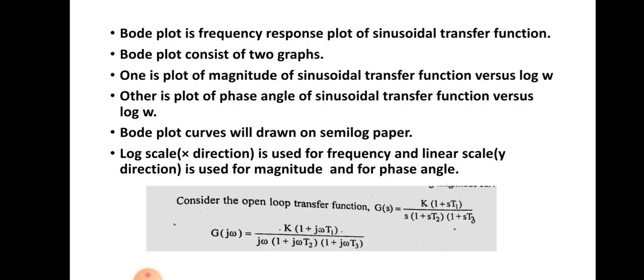And the other part of the Bode plot, the first is the magnitude plot and the second one is the phase plot. That is the plot of phase angle of the sinusoidal transfer function versus log omega. That is, we will plot log omega in the x direction and phase angle in the y direction. Phase angle is usually expressed in degrees. In the x direction the scale is a log scale, it is not linear, and it is used for representing the frequency variation. And in the y direction the scale is linear, and we can mark the decibel magnitude, and also the degrees for the phase.